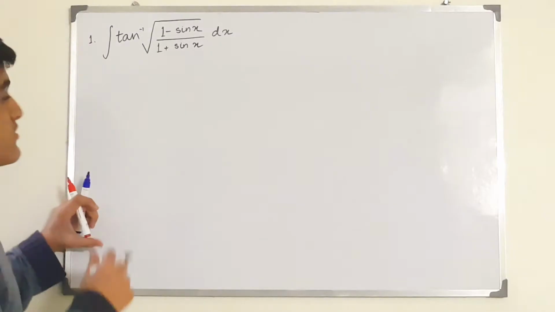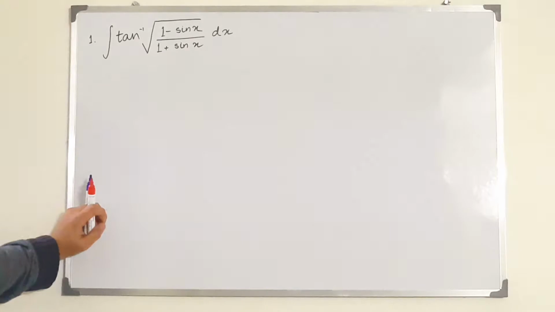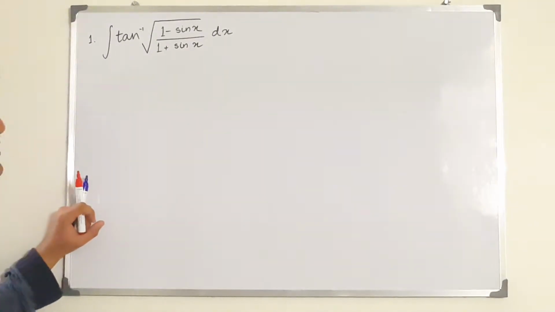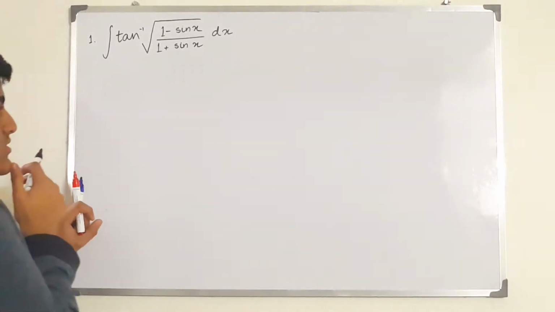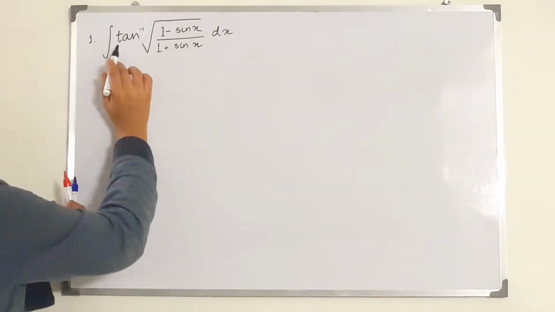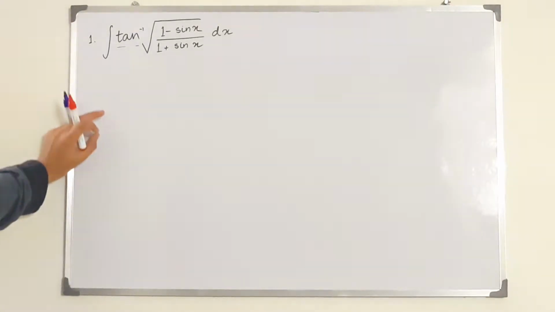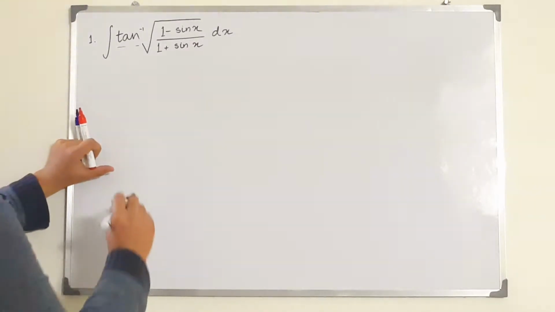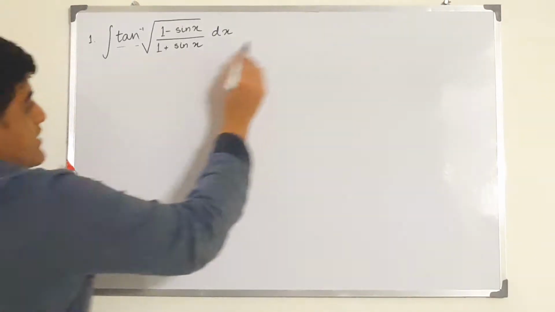Just for your information, you can just pause this video if you want to solve this sum on your own, or solve it with me, however you like. How do we solve this sum now? 1 minus sin x divided by 1 plus sin x. And there's a tan inverse over here. Now remember, this sum is to be solved with the help of the concepts which I have already taught you. 1 minus sin x divided by 1 plus sin x.